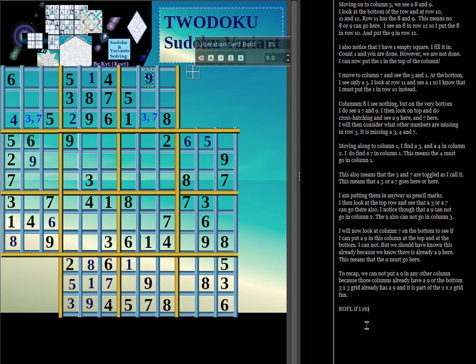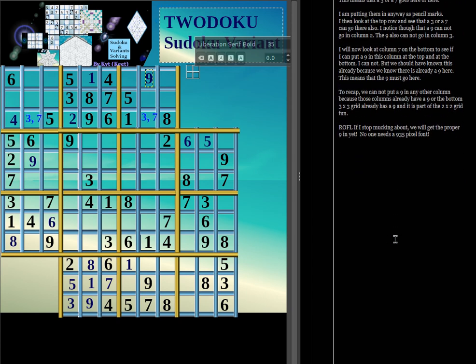If I stop mucking about, get the proper 9 in, yeah. No one needs a 9 out of a 25 pixel pot.